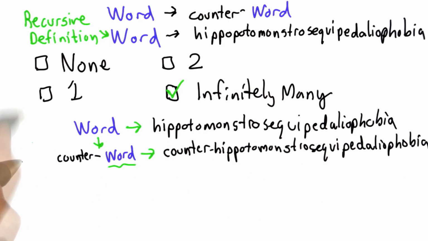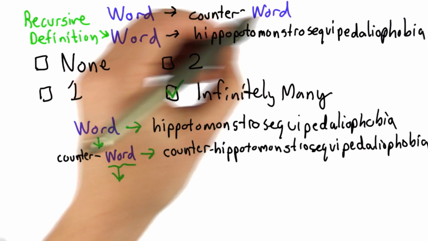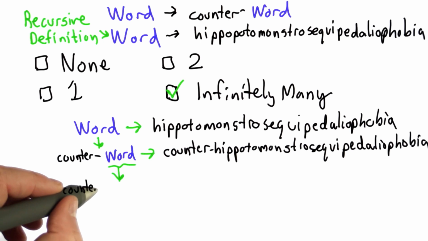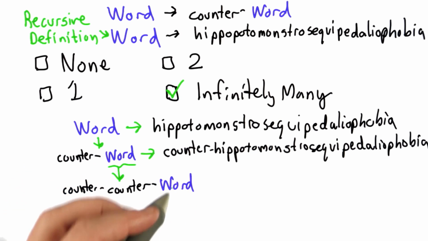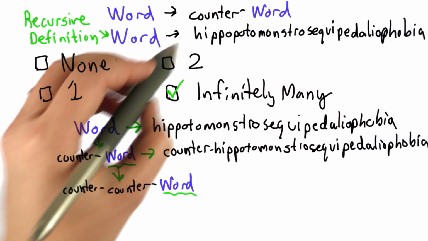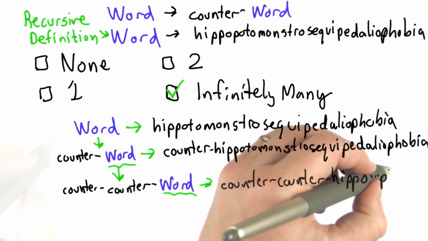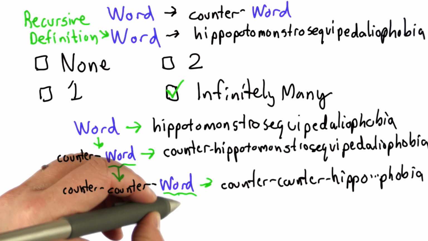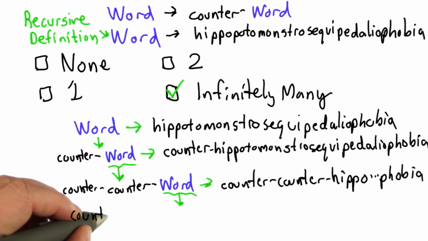But that's not the only choice, right? We could have chosen to use the first rule again, and then we would replace this word with counter-hyphen-word. And so now we have counter-counter-word. Again, we have the choice what to do with this word. We could use the second rule, replace it with the terminal, and then we'll have counter-counter-hippo. Or we could replace it using the first rule, and then we'll have counter-counter-counter followed by word.